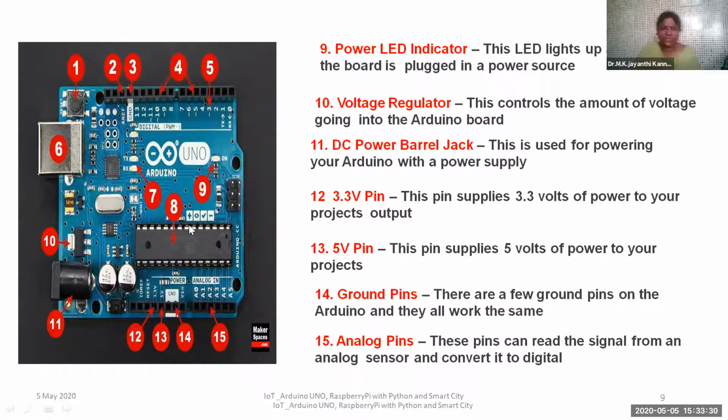The 11th one is called DC power barrel jack. So the 11th one is called DC power. This is used for powering your Arduino with the power supply. So this is the battery, through which we can power up the Arduino board.